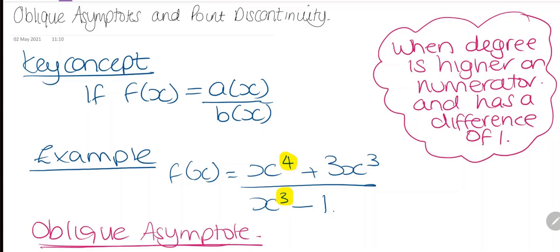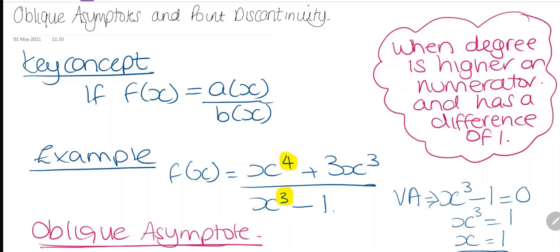So what we do, first of all, we're going to graph this, but we're going to find the vertical asymptote, VA for short. This is when we set the denominator equal to 0. So x cubed minus 1 equals 0, so x is equal to 1.